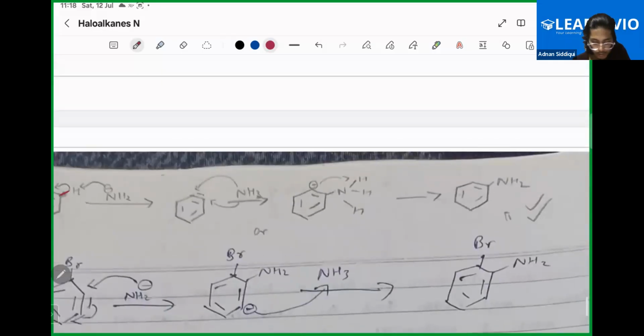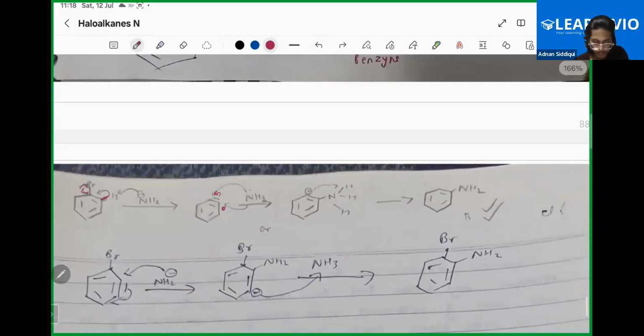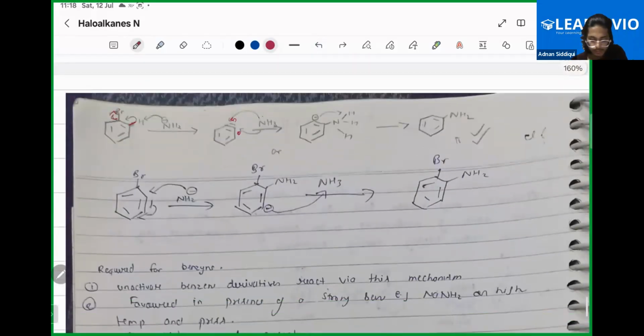Now we have a nitrogen, NH3. This can attack from there, like here and here as well. For example, I am attacking at this position for now. So again, the bond will shift and the negative charge will be here. This negative charge will abstract this hydrogen and will make my product like this. Is this clear? Yes, sir.